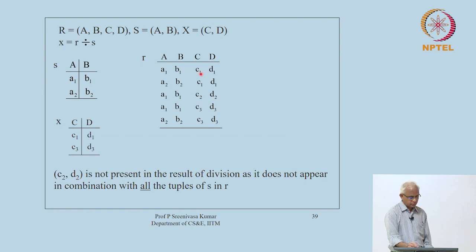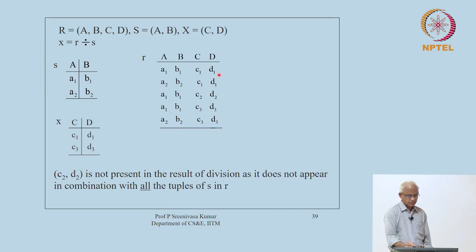Okay. So now you can see that C2 D2 does not have that property. C2 D2 combines with only A1 B1, but does not combine with A2 B2. Here A2 B2 C2 D2 does not exist in the data, whereas C1 D1 combines with both A1 B1 and A2 B2 and exists here, whereas C3 D3 also combines with A1 B1 and A2 B2 and exists here. Only C2 D2 does not have that property. So in the result we get only C1 D1 and C3 D3.